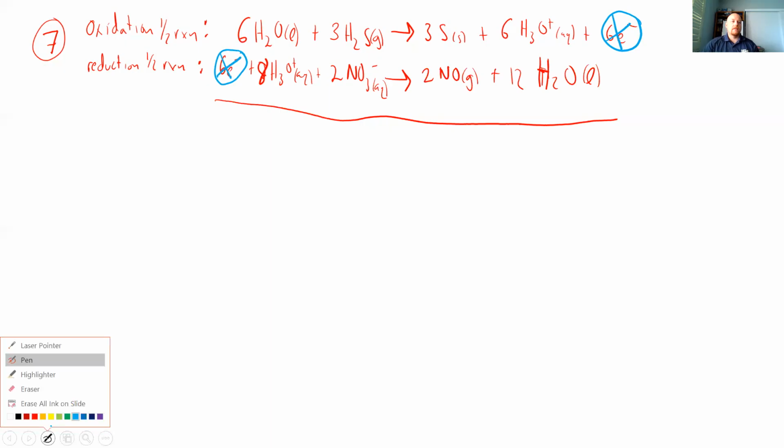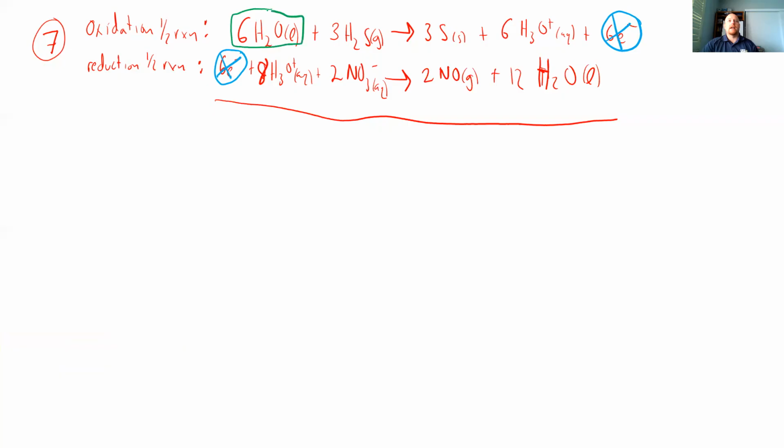Then I'll go to green. I'm going to look at my waters. Well, here I have 6 waters on the reactant side, and I've got 12 waters on the product side. So what I'm going to do is get rid of all 6 of those waters. I'm going to subtract 6 waters from each side. So that's going to go away, and that's going to change to 6.